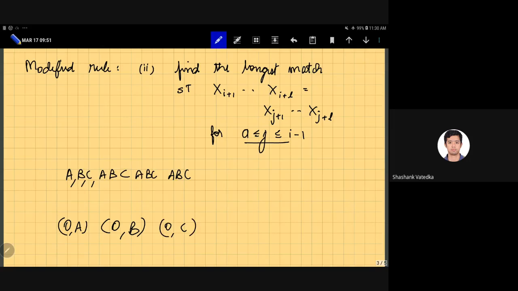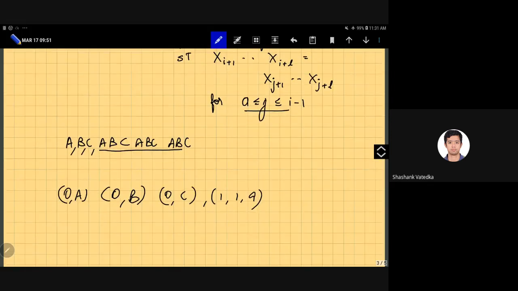Now what would the fourth phrase be? Exactly. So the fourth phrase would be this entire string over here, ABC, ABC, ABC. And what would the encoding of this be? Right, so it will be 1, 1, 9.